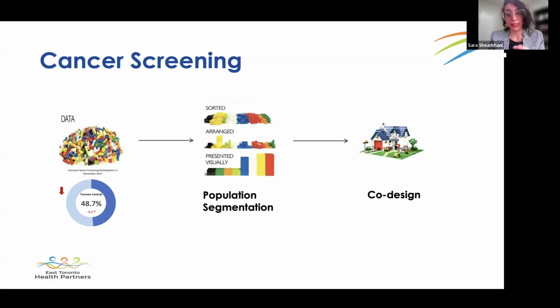Again, we had the data. We knew from Ontario and from Toronto that cancer screening rates decreased during COVID. So that was our challenge. We received this sophisticated set of population segmentation data from Walter's group, and then we wanted to use it to co-design interventions. Next slide, please.